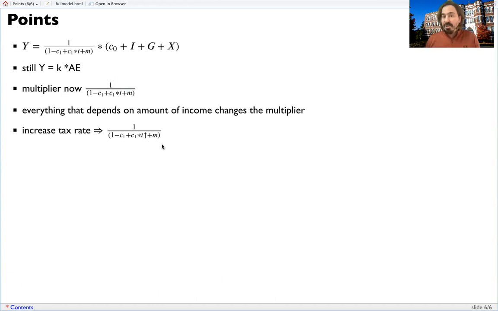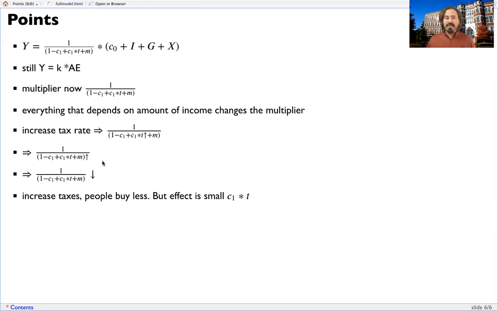So what happens if we change one of these numbers, right? If we increase the tax rate, so here we have the tax rate going up, right? So tax rate going up, that's in this multiplier here, it's in the denominator of the multiplier. So that's going to make this denominator go up, right? And if the denominator of a fraction goes up, that means the fraction is going down. So if we increase the tax rate, the multiplier goes down. This should make intuitive sense.